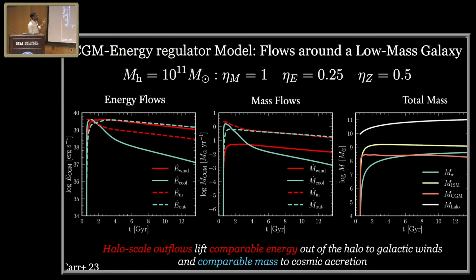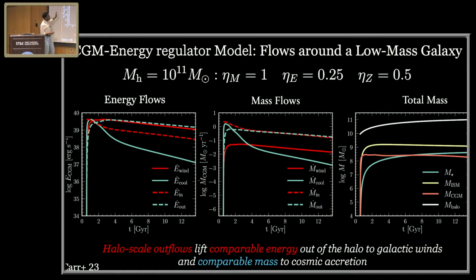So we can now see how this works for an individual halo. This is tracking these flow rates of energy and mass for a low mass galaxy. So this is 10 to the 11 solar masses for an assumed choice of each of the loading factors. And keep in mind, this is for mass loading of unity, so I think fairly low.